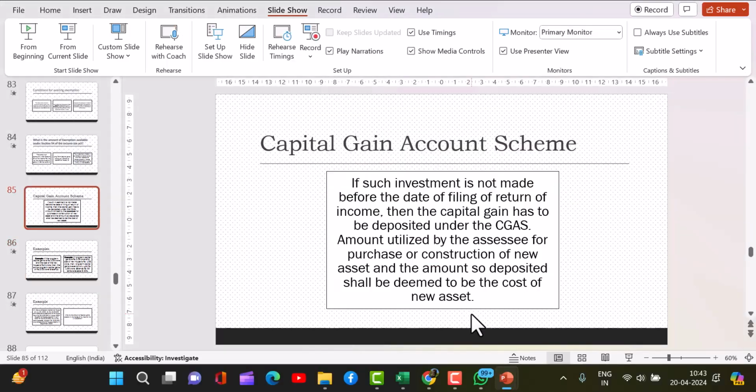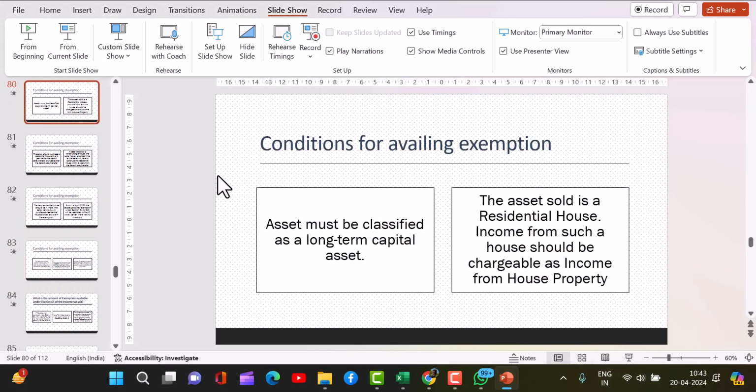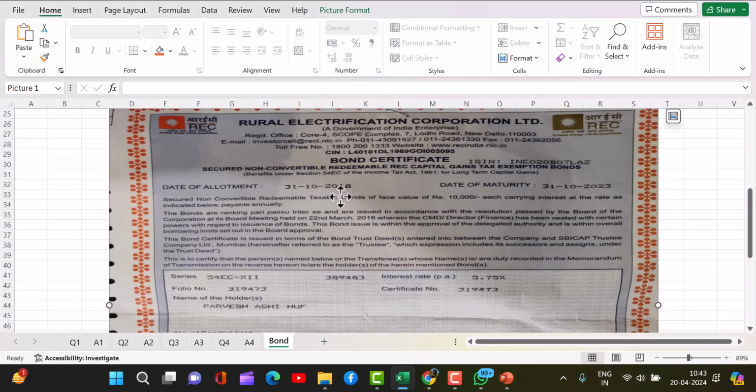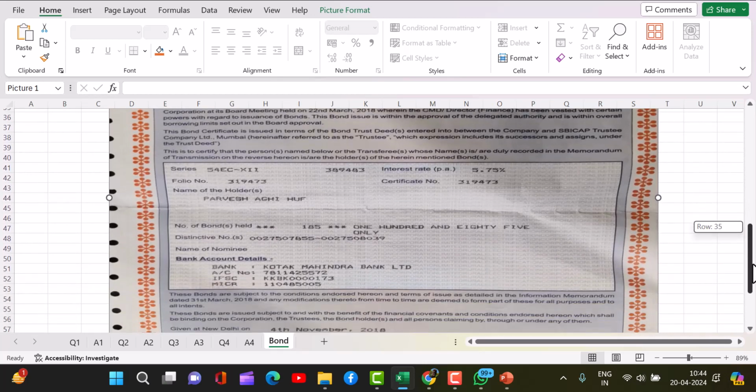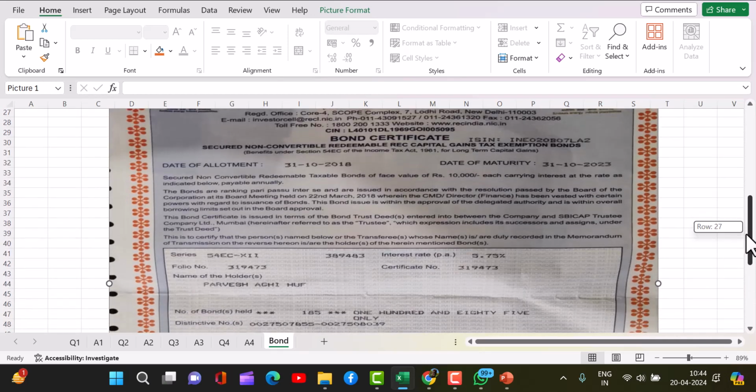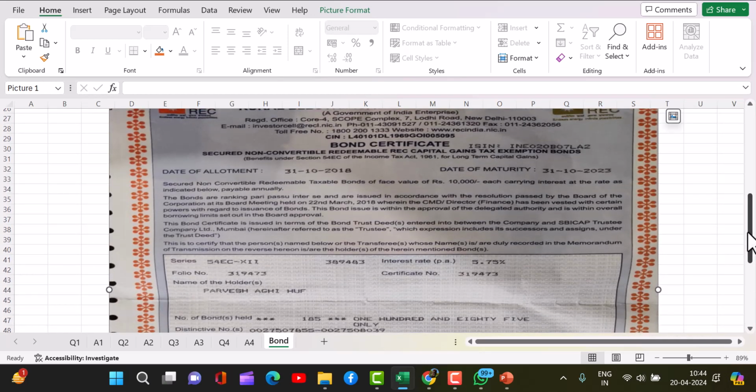Okay. Fine. So that capital gain bond is like this, which I showed you. So this is bond which is issued by REC. There are many companies which are issuing. So it's called secured non-redeemable capital gains tax exemption bond. So you can buy up to 50 lakh rupees, okay, and save your taxes. But you have to buy it within 6 months. So this is the bond which I bought, Pravesh Agi HUF. But the interest rate is very low, which is 5.75%, and your money is locked for 5 years. So the disadvantage is that you will get your money after 5 years, okay, at a very low rate of interest, but you save your taxes, okay.